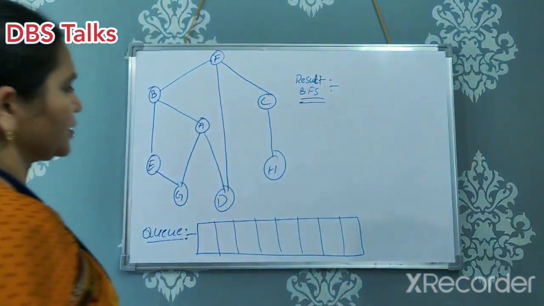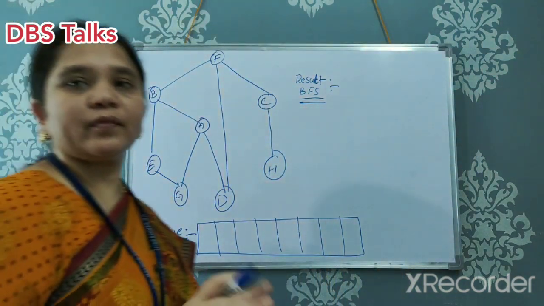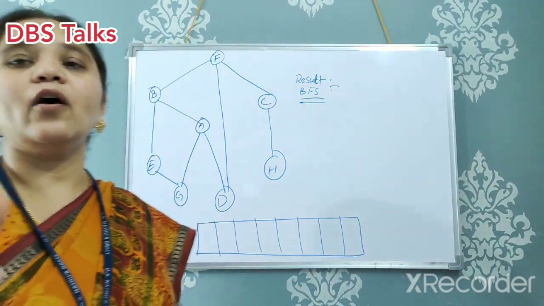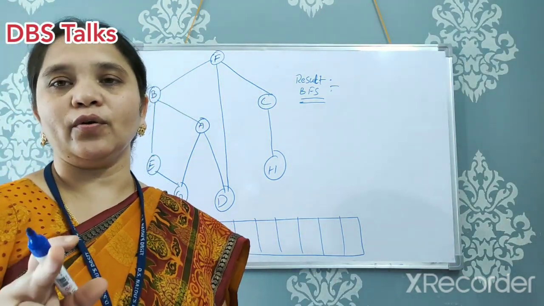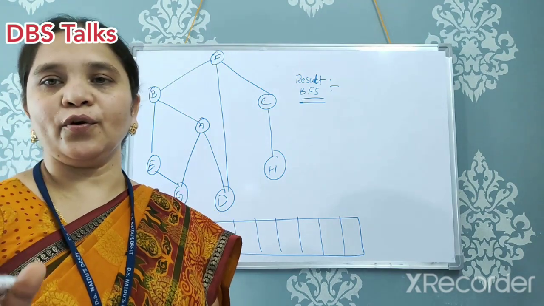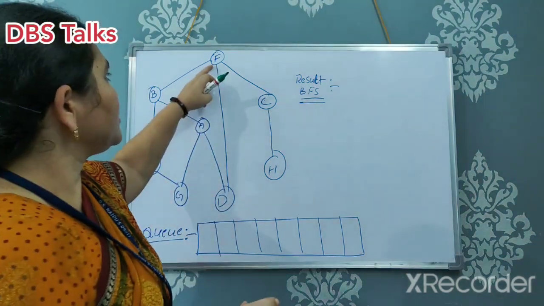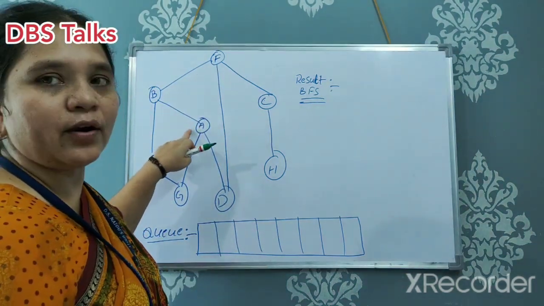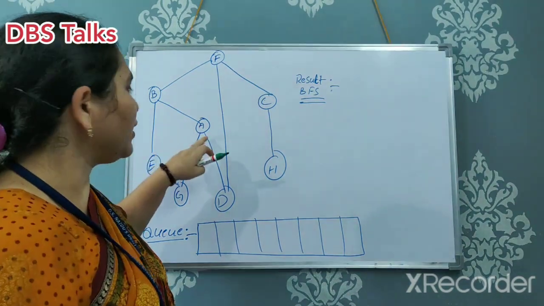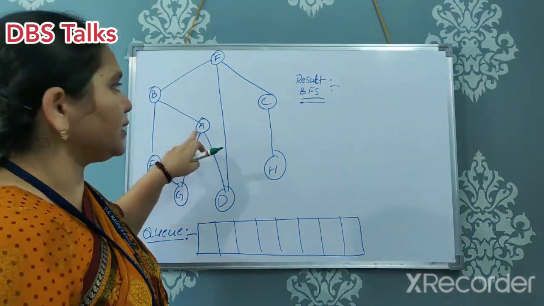Result of BFS. So what do we need to follow? If they do not mention a particular node to start from, we need to start from any node. So here I will start with A. Whatever the alphabetical order may be, I want to start with the vertex A.